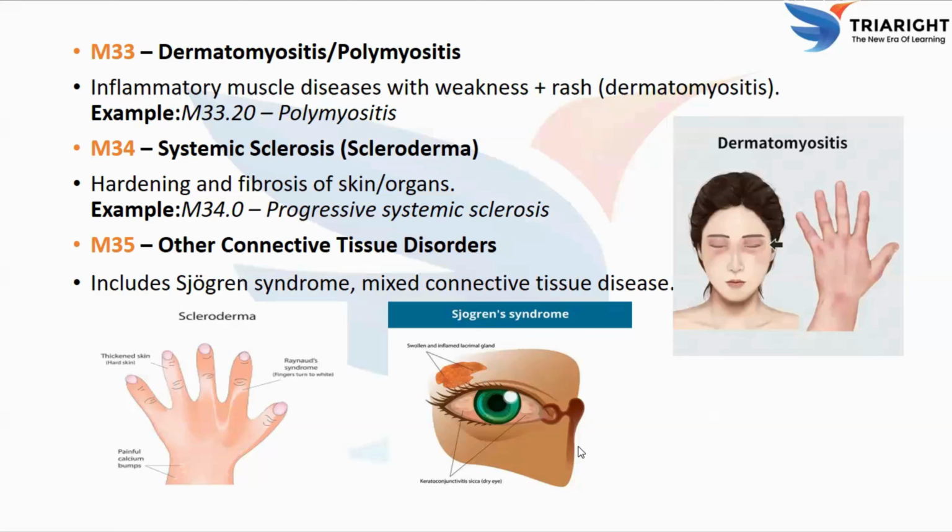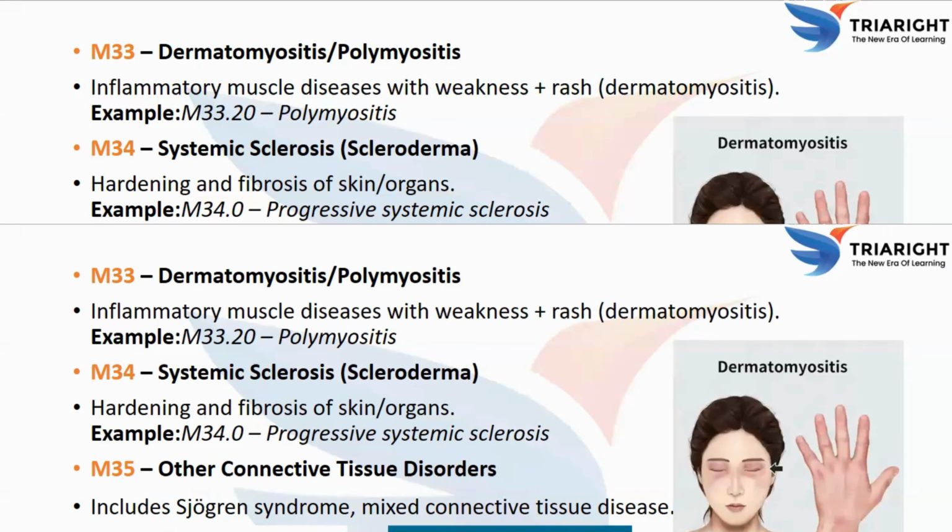So these are the mixed connective tissue diseases. They overlap with other syndromes and have features of multiple autoimmune diseases. So this is about Sjogren syndrome, and this is the scleroderma picture. You can clearly see the thickened skin, the painful calcium bumps over here, and also the Raynaud syndrome.